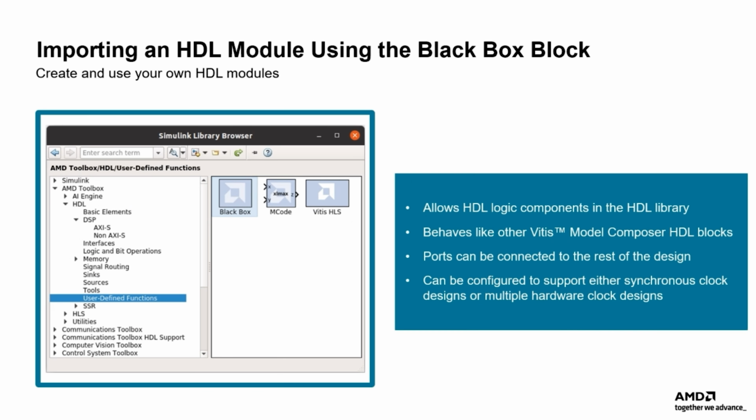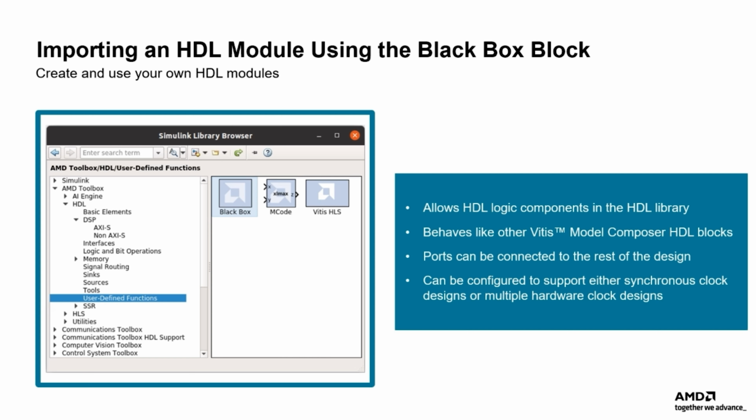Sometimes it is important to add one or more existing HDL modules to a Vitis Model Composer design. The HDL black box block allows HDL logic components that cannot be realized by any other block in the HDL library block sets, that is, custom logic, to be brought into a design. The black box block behaves like other Vitis Model Composer HDL blocks.